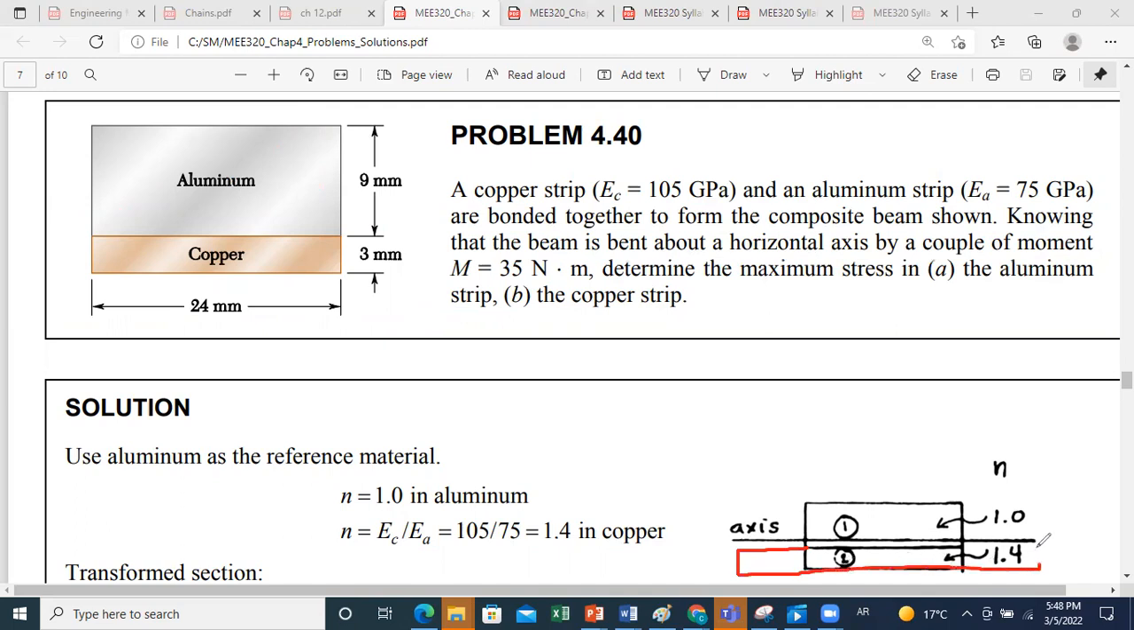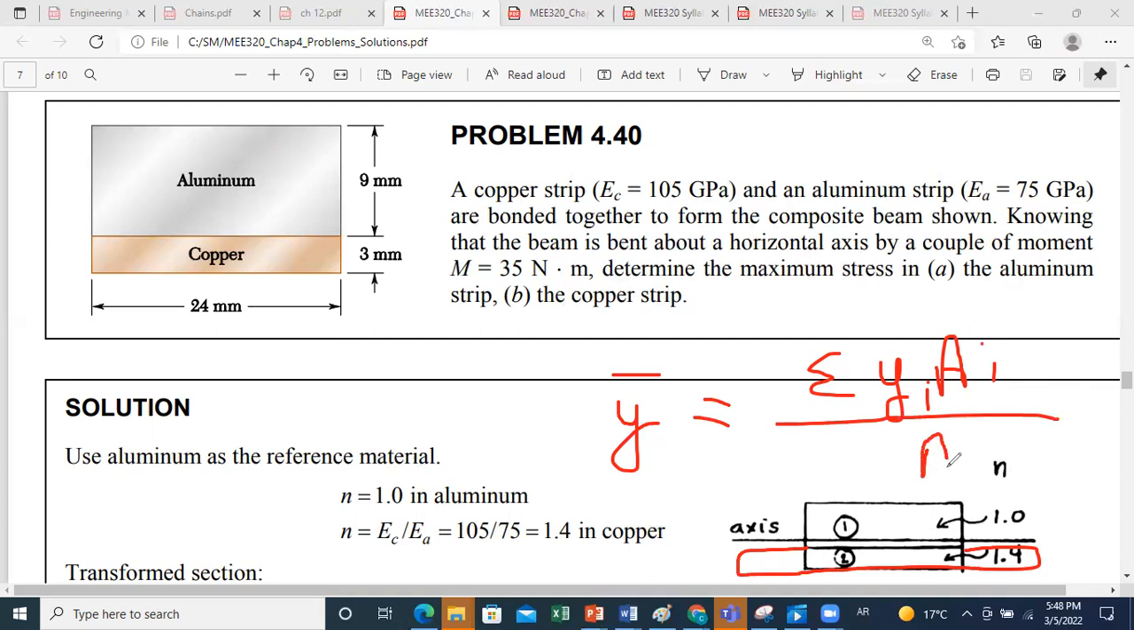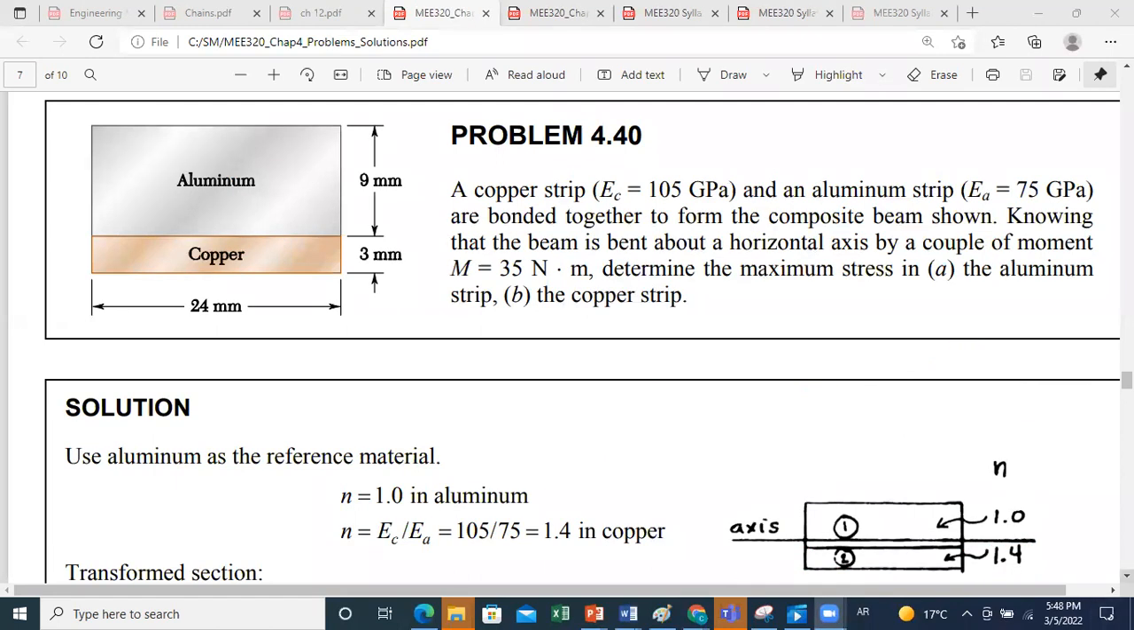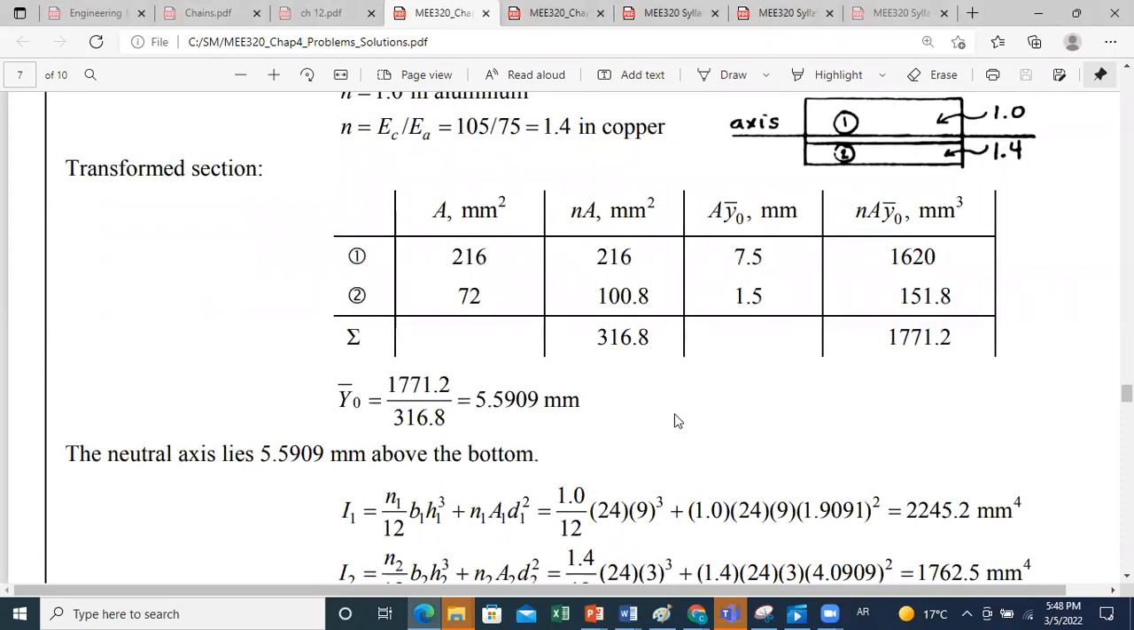To find its neutral axis, I should use the method that y bar is equal to the summation of y_i a_i over A total. Okay, this is what I will do now. I will consider two areas. I will draw a table. Now here, keep in mind to use modified areas.